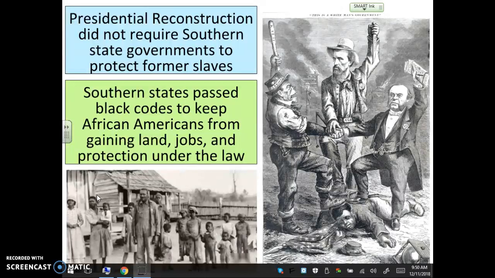But these Black Codes were created by individual states as laws, as ways to keep Black Americans as second-class citizens, doing anything they could to prevent them from gaining land, jobs, voting, or having any kind of protections under the law. In certain states, African Americans were not allowed to own guns because they were seen as unstable, or dangerous to society.